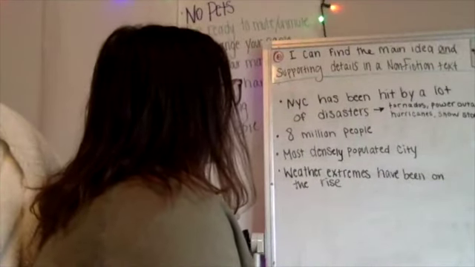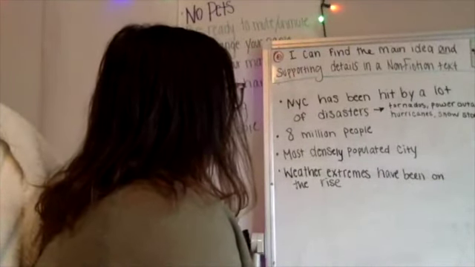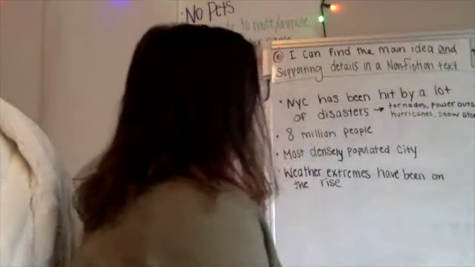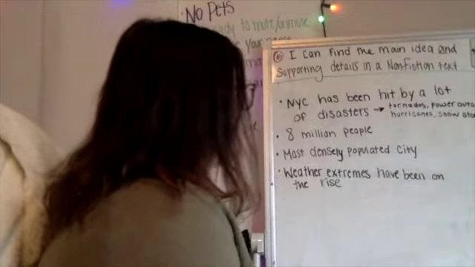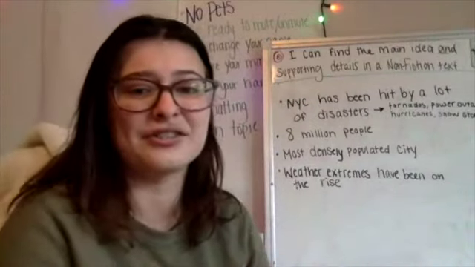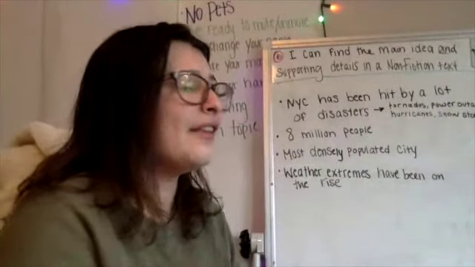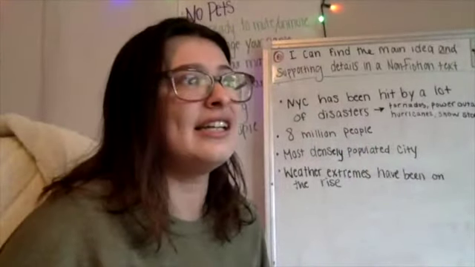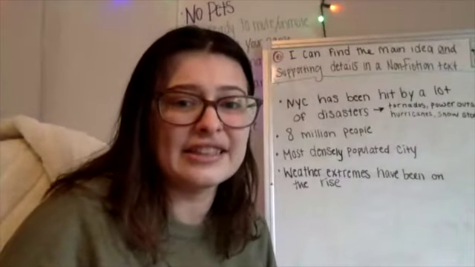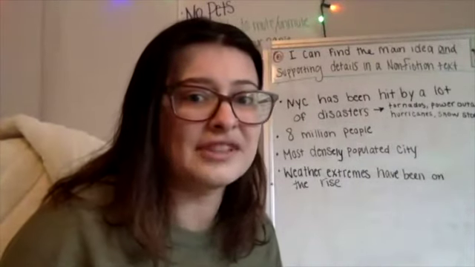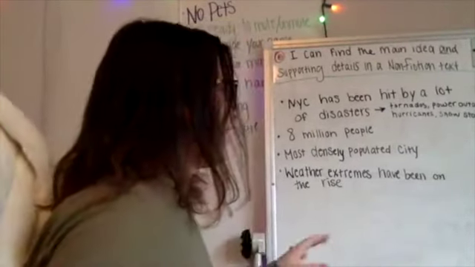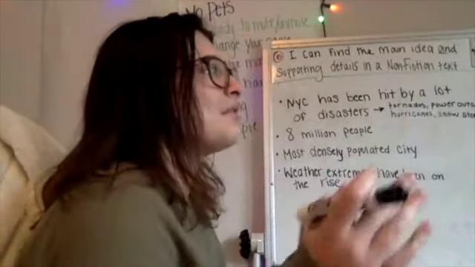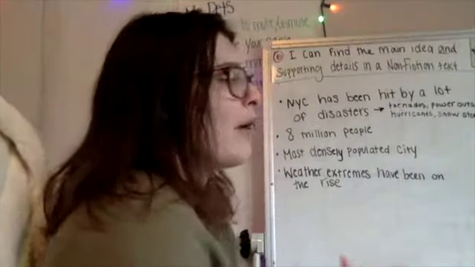So looking at all my notes about how many people there are, about how New York City has been hit by a lot of disasters and weather extremes and natural disasters have been on a rise. All of these connect to make me think that New York City has a high chance of having some sort of disaster strike. So I'm going to say that because of all of the notes and all the details I gathered, they all connect to prove one main point.